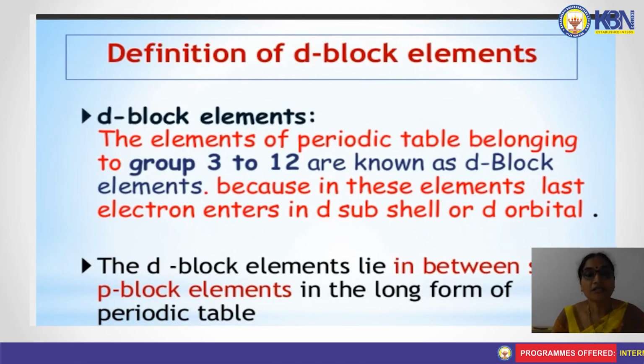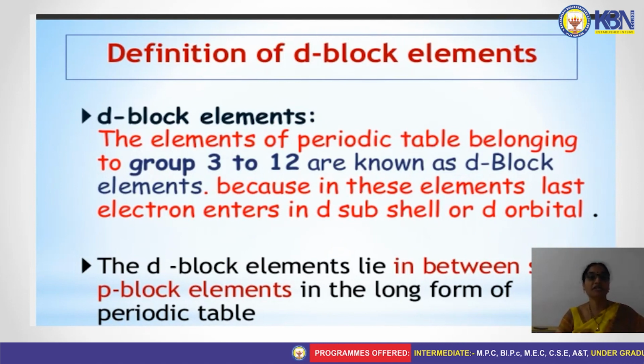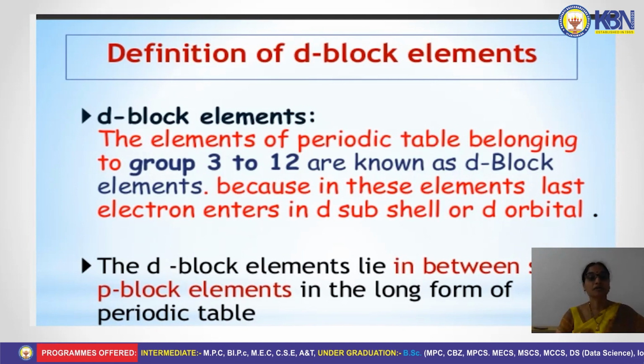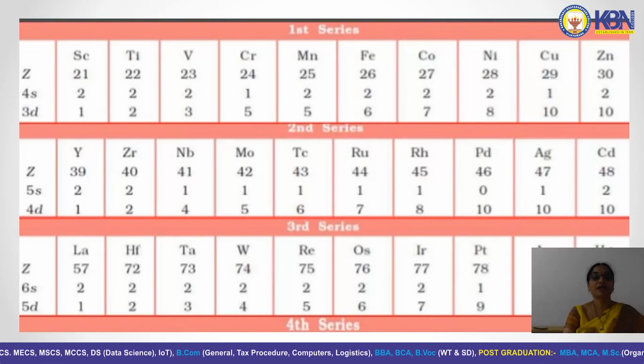Let us discuss d-block elements. The elements in which the last electron enters the d subshell are known as d-block elements. In the periodic table they belong to groups 3 to 12 and lie between the s-block and p-block elements in the long form of the periodic table.